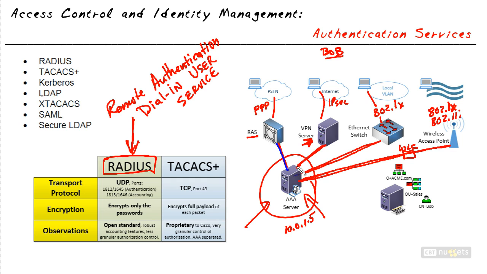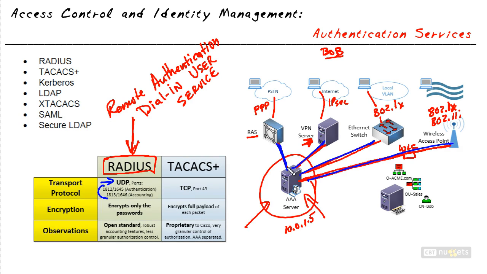And then for these segments in blue right here, we would be using Radius. Now, Radius is based on UDP at the transport level. And depending on which flavor of Radius you're using, it could be using either 1812 for the authentication portion and 1813 for accounting, or it may be using 1645 and 1646. Again, based on how old and what flavor of Radius is being used.